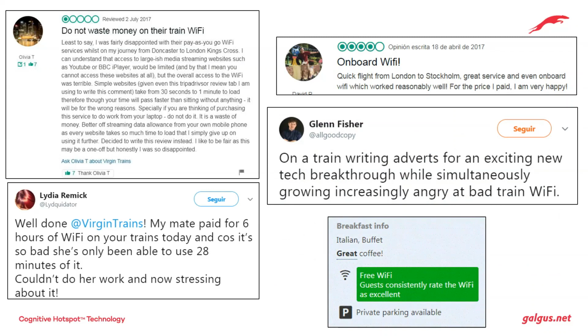There is a very good review about the onboard service on an airplane, and there are also 2 bad reviews about Wi-Fi onboard trains. This damages the company's reputation on a premium paid service. On the lower right corner, a good Wi-Fi review of a hotel as a marketing demand.